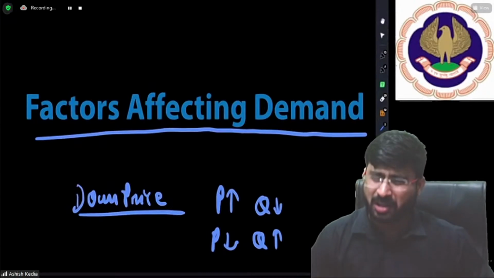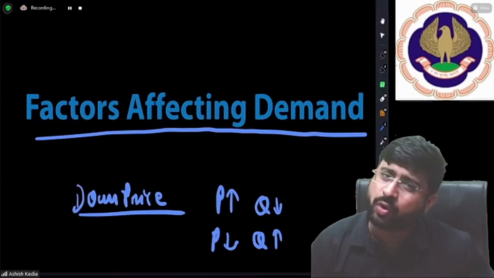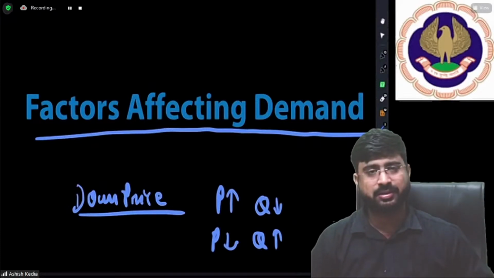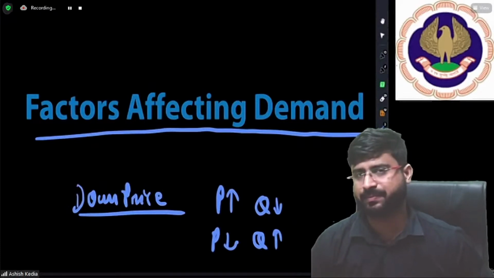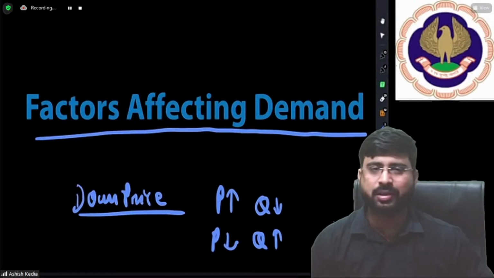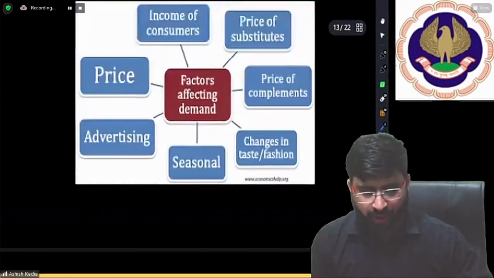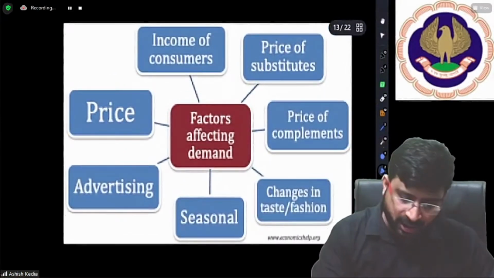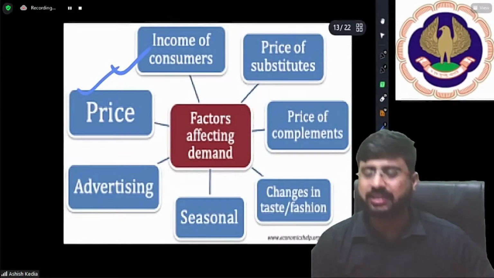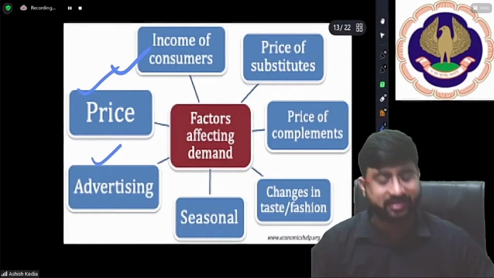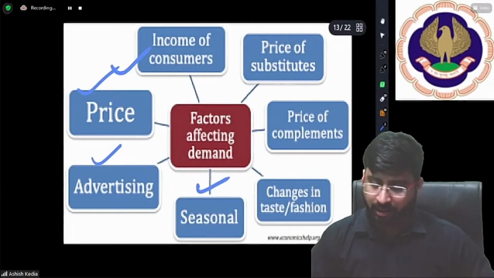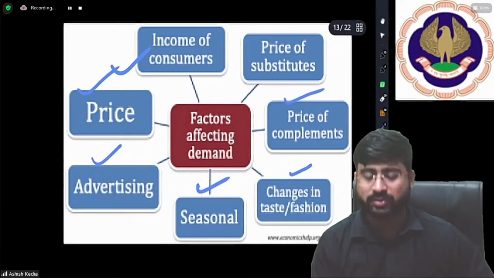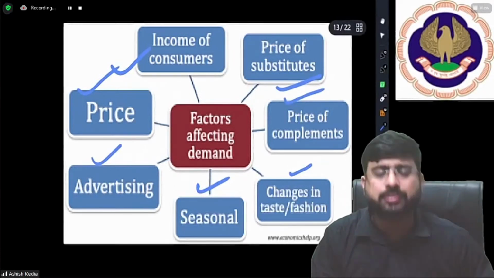But do you think demand for a commodity is affected only by its price? No, sir, there are many other things. Yes, that's what we are discussing here. So my dear friends, here are some of the factors that affect demand. Income of the consumer. Price is obviously the most important one. How much advertising is going on? What season is it? What are the tastes and preferences of the consumer? What is the price of complementary goods? What is the price of substitute goods?